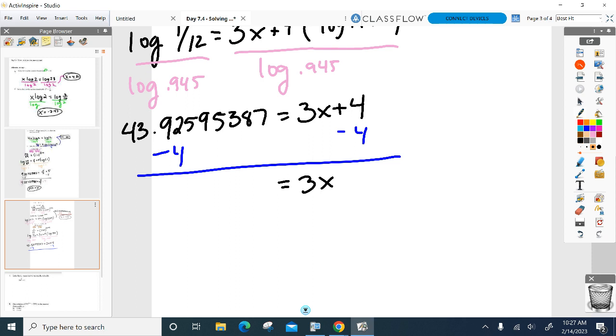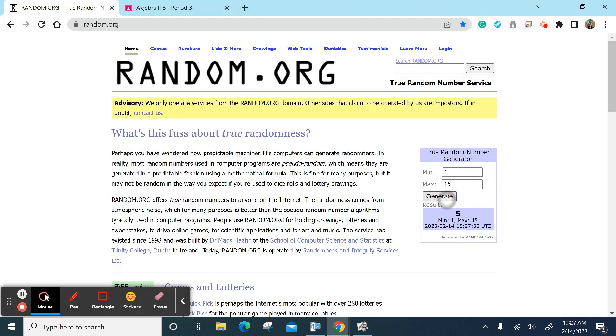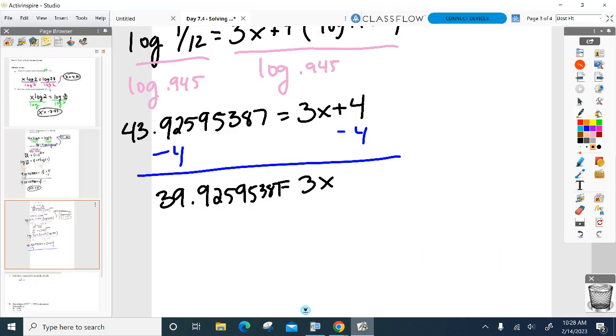Uh, 39. And to finish this up, on both sides, 9 on both sides. Divide by 3. Yep. And it's x equals 13.30865129. Yep. And then I round. Oh, and here's 10. 13.3. Alrighty.